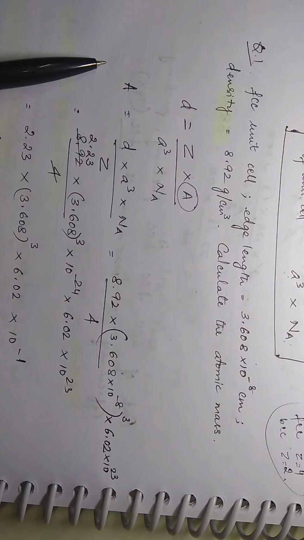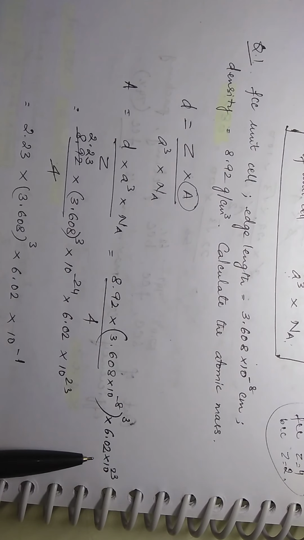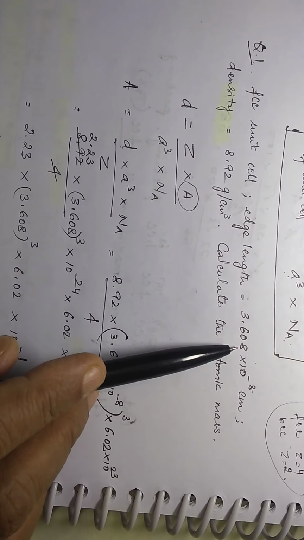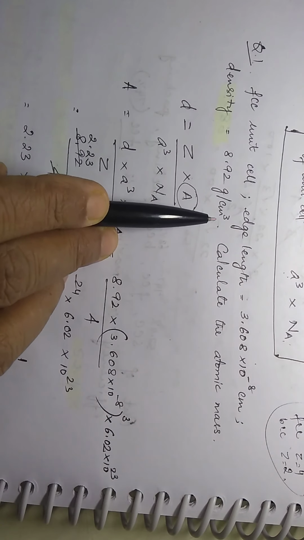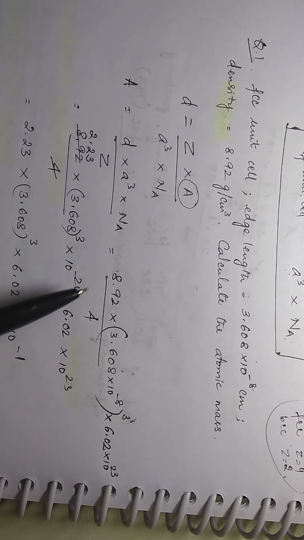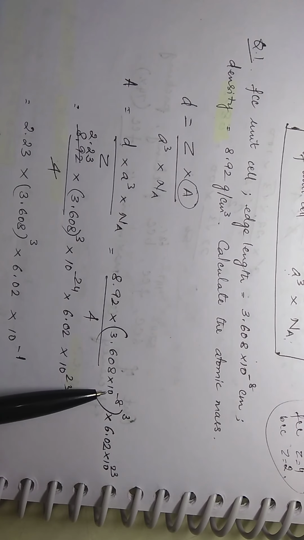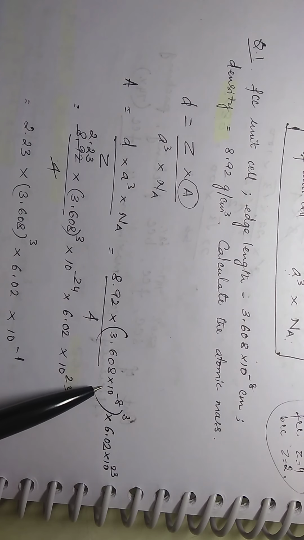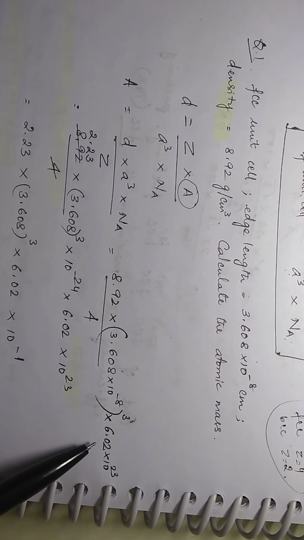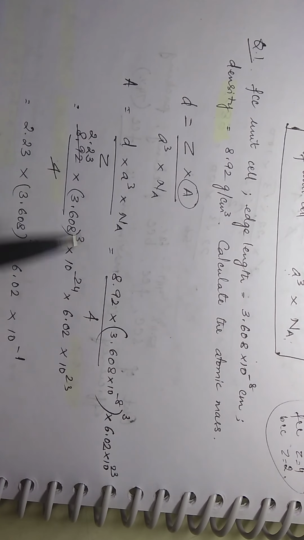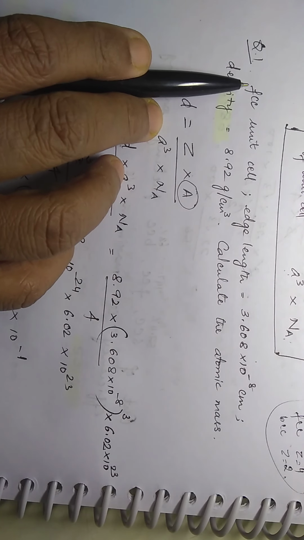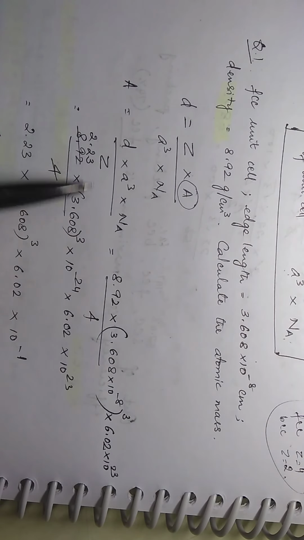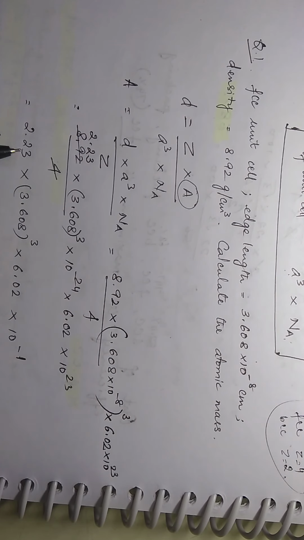So rewrite that first and then substitute all the details. Now here it's given 3.608 into 10 power minus 8 centimeter. Now density is also given in terms of gram per centimeter cube. So you need not have to change anything. Just substitute the values. Don't forget to take this 10 power minus 8. Okay. Then your answer will go wrong. Into Avogadro number upon 4. Why 4 here? Because it's given it is FCC unit cell. In FCC, the number of atoms is 4. That is why you have taken the value of Z as 4. And then you will have to calculate.